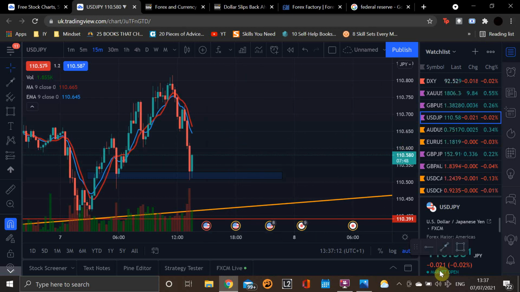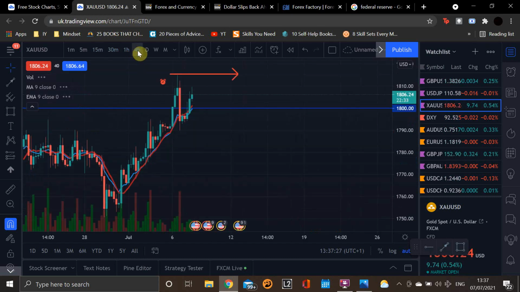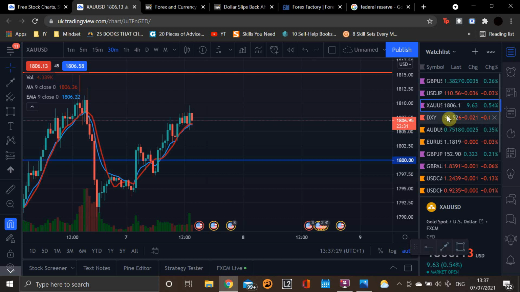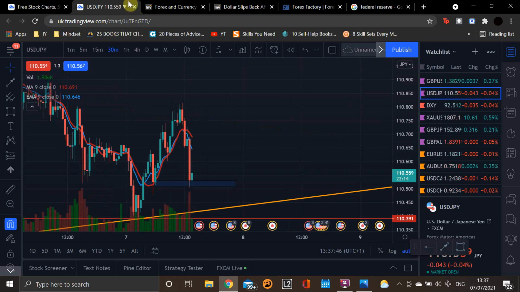Because the DXY is at 137 right now, I'm not going to trade too many pairs. I'm going to focus on GBP USD, USD JPY, and gold. I'll put it just below DXY, but right now I'm focusing on GBP USD and USD JPY. Anyway, let's see what's going on here.